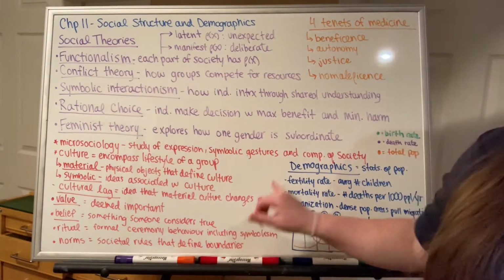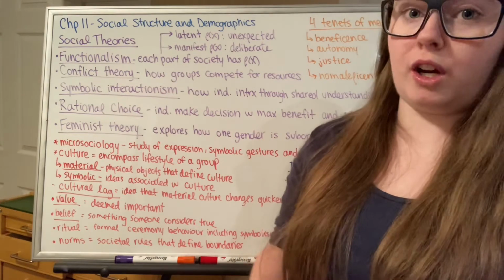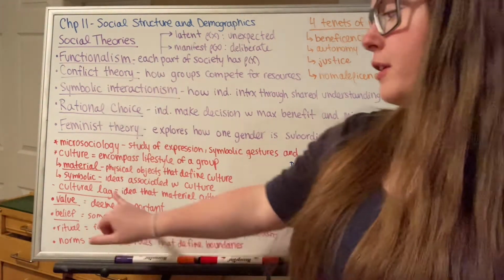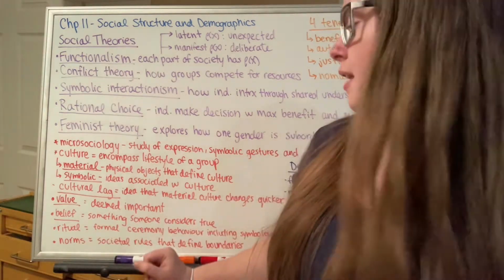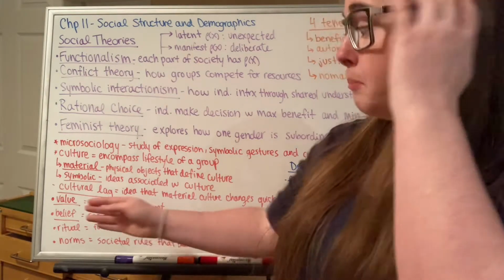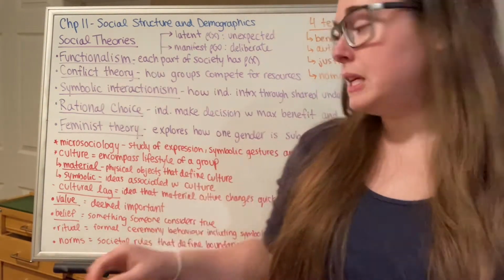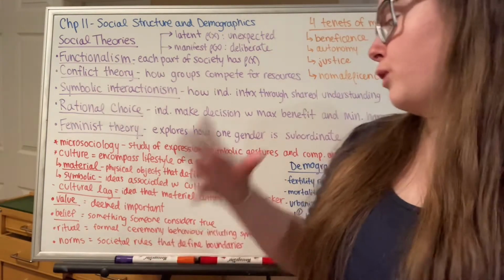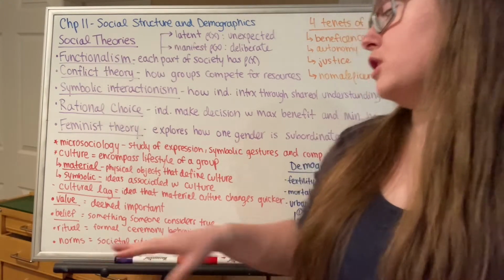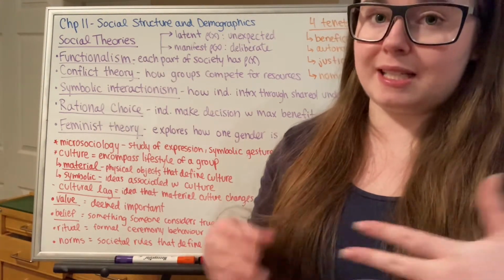And there can also be a cultural lag, which is the idea that material culture changes quicker than the symbolic culture, okay? And some other words that you should probably know the definitions of. A value is something that's deemed important by someone. A belief is something that someone considers to be true. A ritual is a formal ceremony of behavior including symbolism. And then norms are societal rules that define boundaries of what is acceptable, okay?